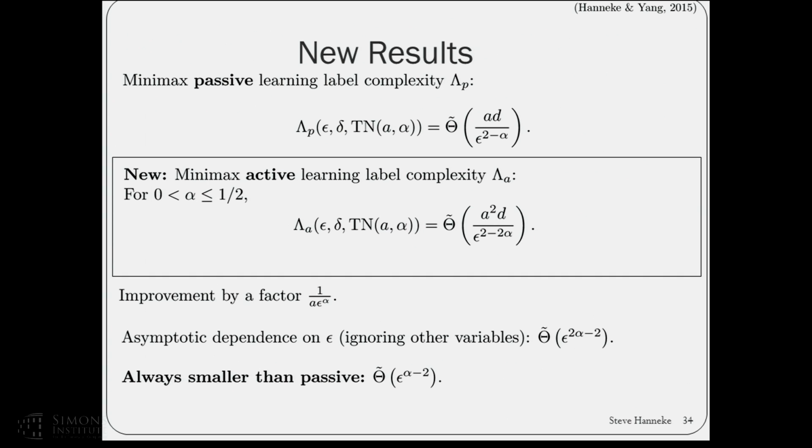And if you sort of blur out everything else and just look at the epsilons, what we did is we took an epsilon to the alpha minus 2 and made it an epsilon to the 2 alpha minus 2. So it's an improvement by multiplying by epsilon to the alpha. So again, in the literature, you often see a bound that looks like this times another complexity measure. And this new technique allows you to just get rid of that and get a tight bound.